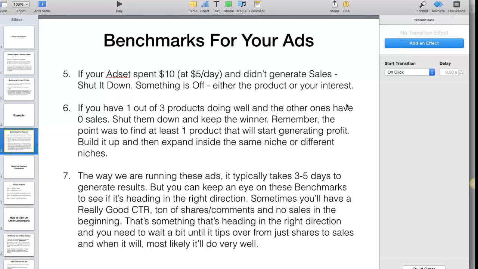And again, these are just benchmarks, so use your own common sense as well. Everything is kind of not working for the other ones. Shut them down. Focus on these things that do work and start to scale them up so they can keep working. And we'll talk about it today, how to scale those things.